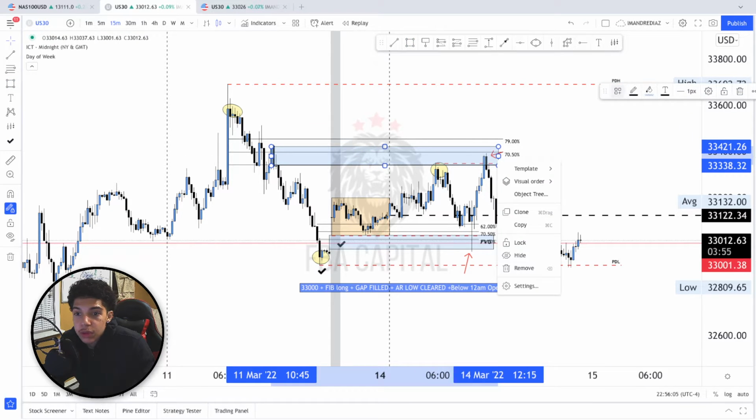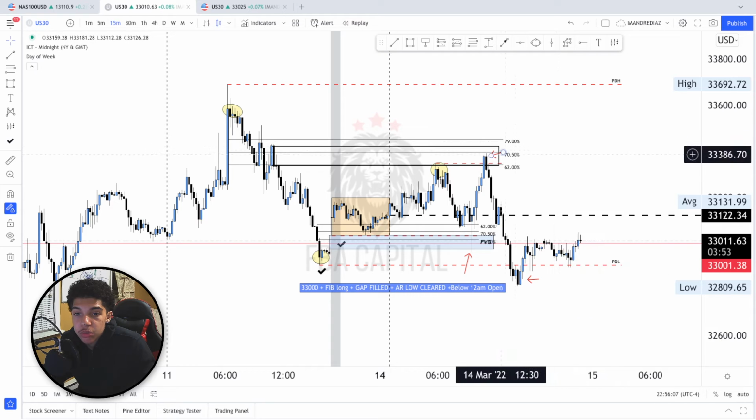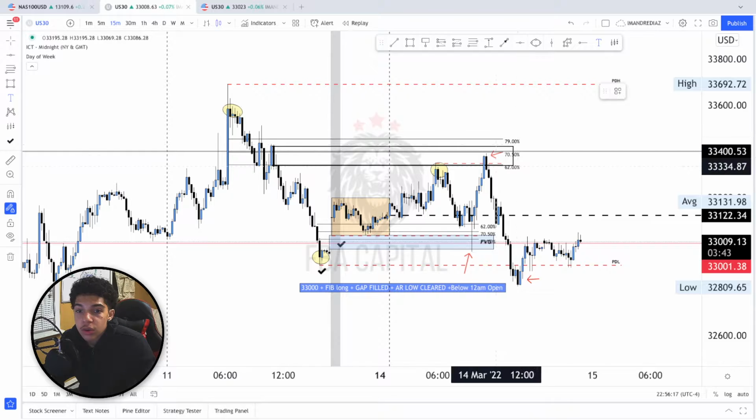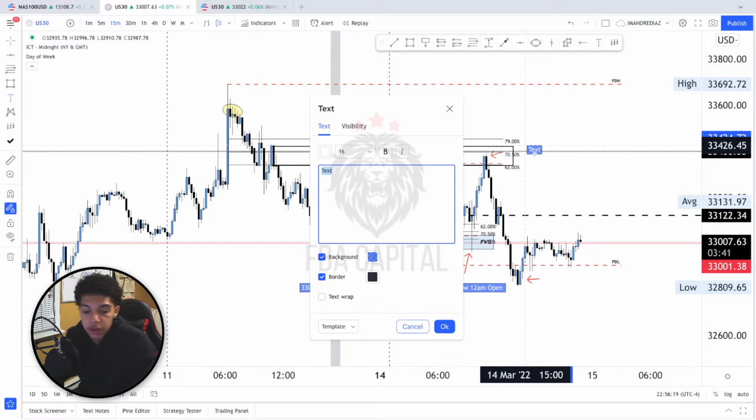We have this order block right here, this 15-minute bearish order block, along with this 33,400 big figure level. So now let's annotate that. So at what time was this? 10:45. So we have the high of the day at 10:45 a.m. along with the rejection of 33,400, along with the fib short.